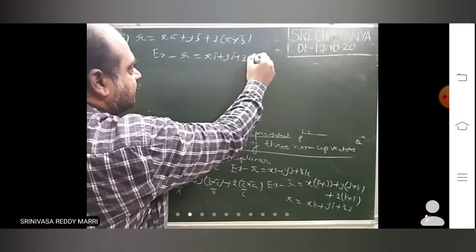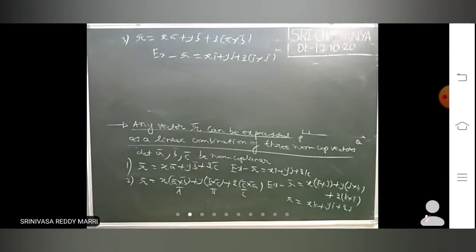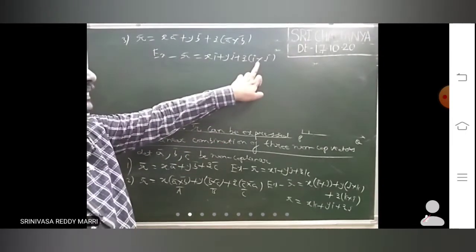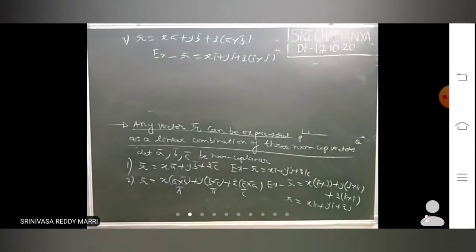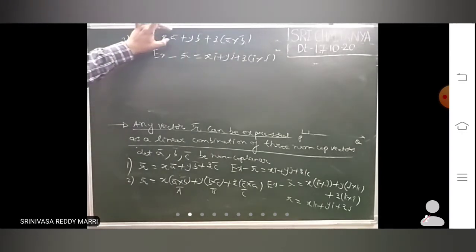Suppose, for example, any vector R bar in space can be written like this also: plus z into i cross j. i cross j is nothing but k. This is xi plus yj plus zk. Like that, A bar, B bar, A cross B. If the answer is in A bar, B bar, A cross B, you take the vector like this and then solve the scalars x, y, z according to the given problem. Like that, a vector in space can be expressed as a linear combination of three non-coplanar vectors.